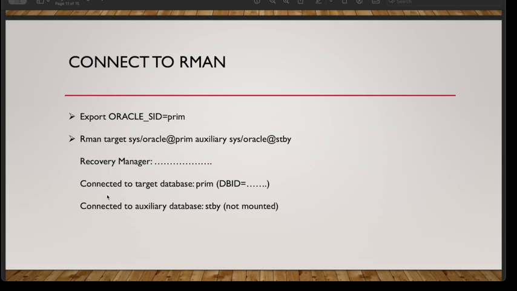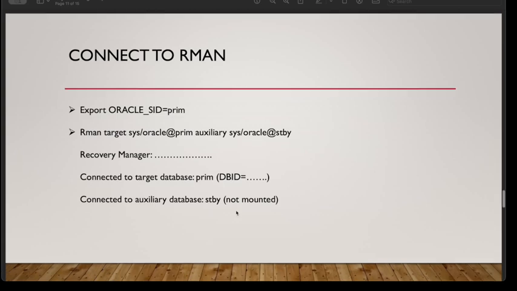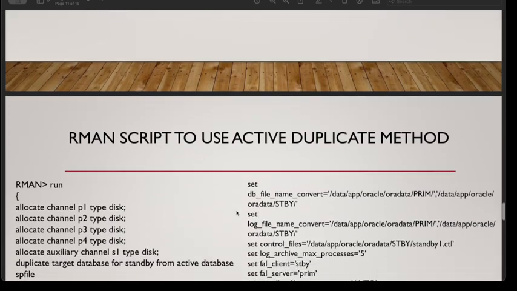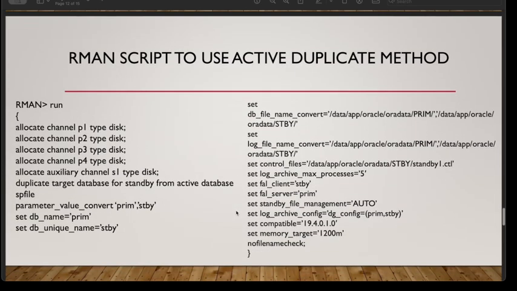Now RMAN will show you messages like connected to target database, connected to auxiliary database standby, not mounted. It will show you it is not mounted. Now this is the RMAN script to use the active duplicate method.